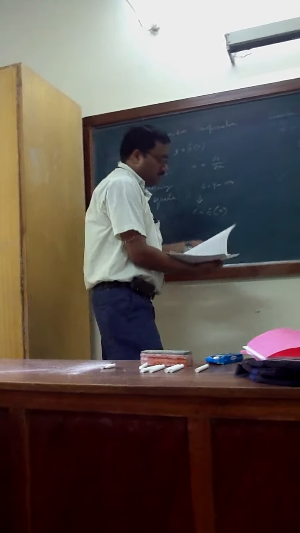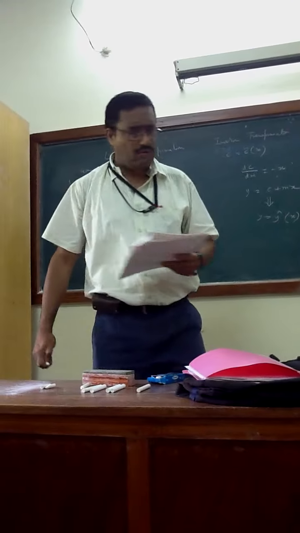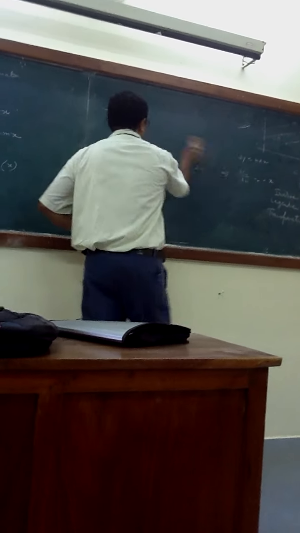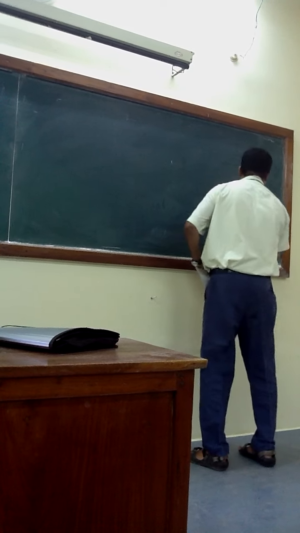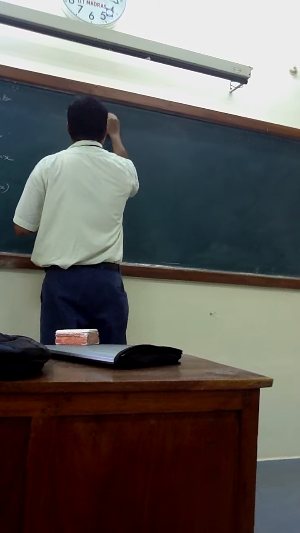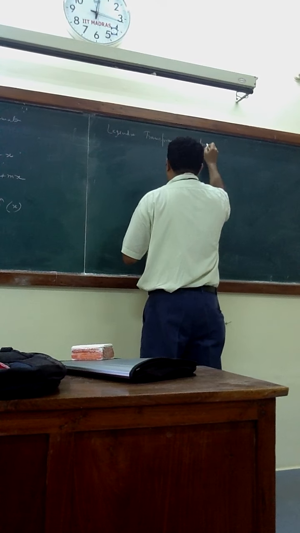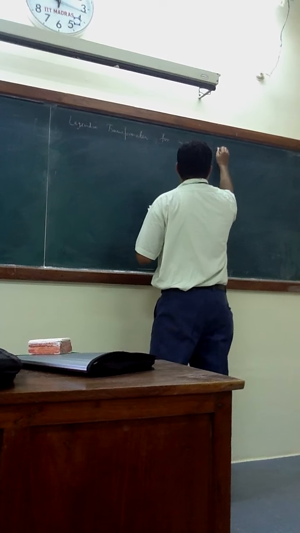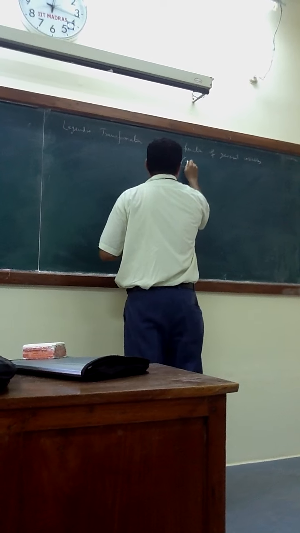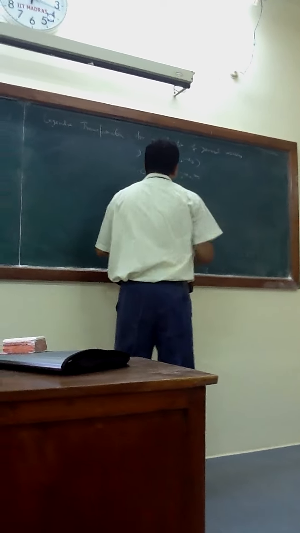Okay, so next, we have done this only for one variable. We'll go for multiple variables, and we'll call it Legendre transformation for a function of several variables. What is the objective? The objective is, if I have y hat of x1, x2, x3, I want to convert all of them to m1, m2, m3. You can see all are converted.